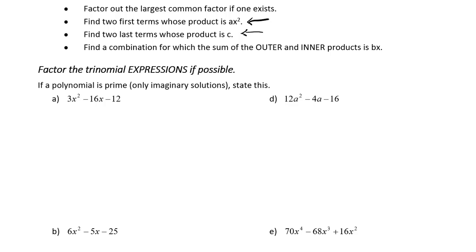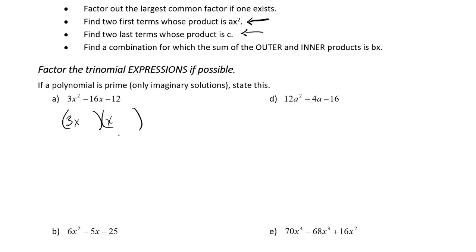This is factoring a trinomial expression, 3x squared minus 16x minus 12. There is no common factor here, so I'm going to go straight to my next step, which is trying to figure out two terms that would multiply to 3x squared. I know that 3x and x would give me a 3x squared. Now I have to pick a 12 as a product and a sum of 16.